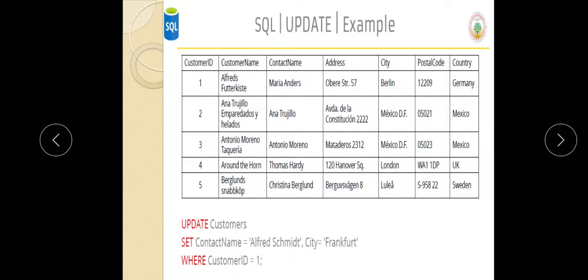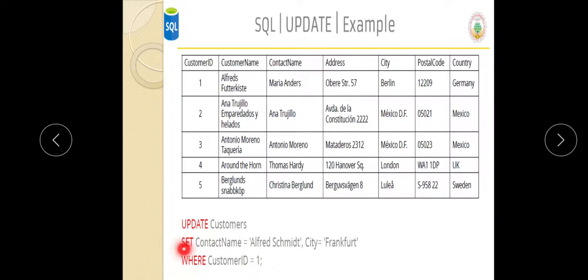If you are not providing this where statement, what will happen? All the contact names and all the cities will be changed. Understood? If we are not providing the where statement, all the contact names in the complete table and all the cities in the complete table will be updated, with Alfred and Frankfurt. That is why we are specifying this where clause. In the where clause we specify which row we would like to update.